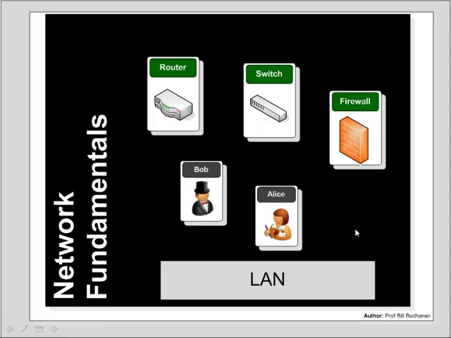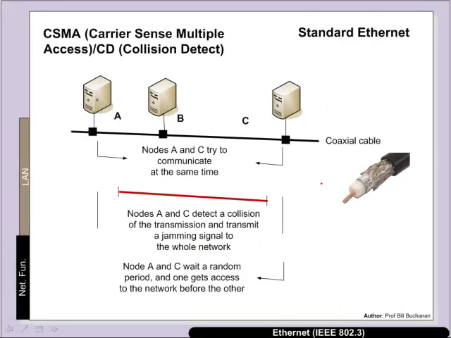So for LAN technologies, the most common LAN technology that we use is Ethernet. And standard Ethernet uses a technique called Carrier Sense Multiple Access with Collision Detection, or CSMA/CD. And with this we use a coaxial cable in which the nodes connect to a shared bus. So each of the nodes listens to the network to see if there's any communications at any given time.